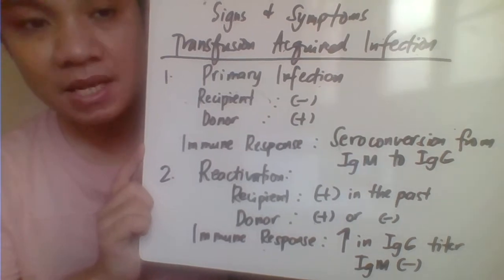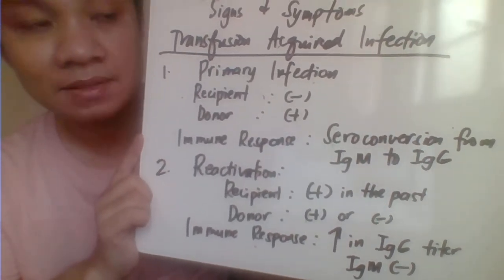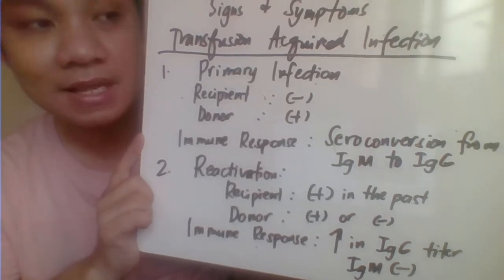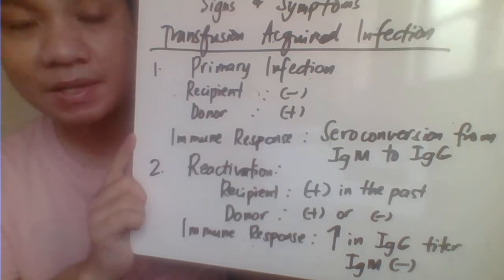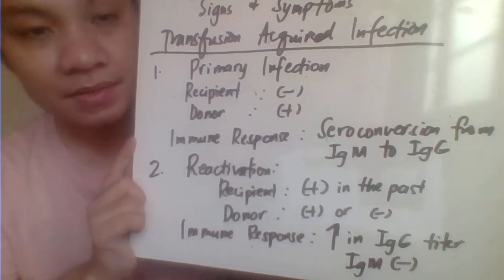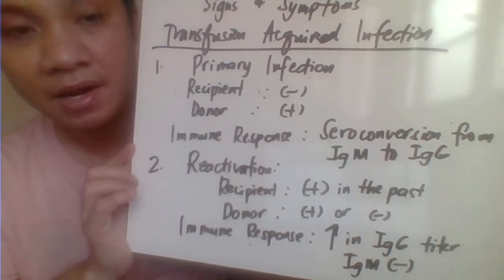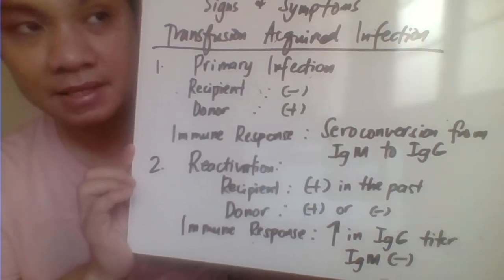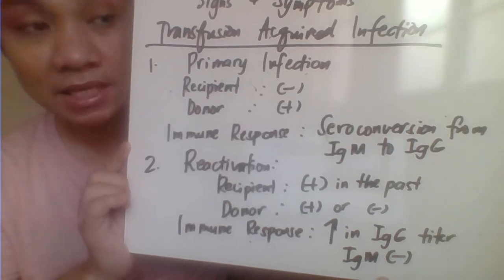Second mechanism of transfusion, we have the reactivation. So the patient or the recipient is positive already in the past, but that one is in the latency period. So it could reactivate once you transfuse blood that could be either positive or negative for the virus. Okay, immune response, we have an increase in the antibody titer of your IgG. In the case of your IgM antibody, that is negative.